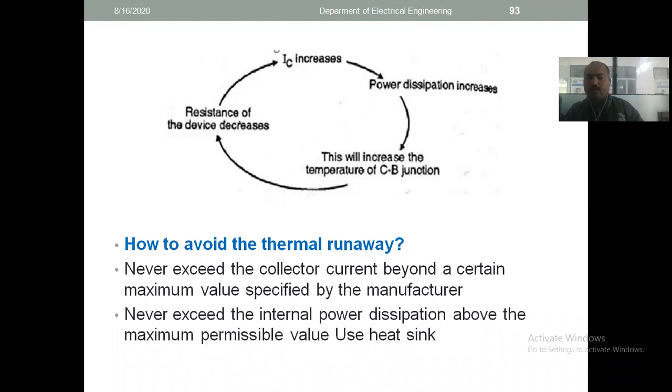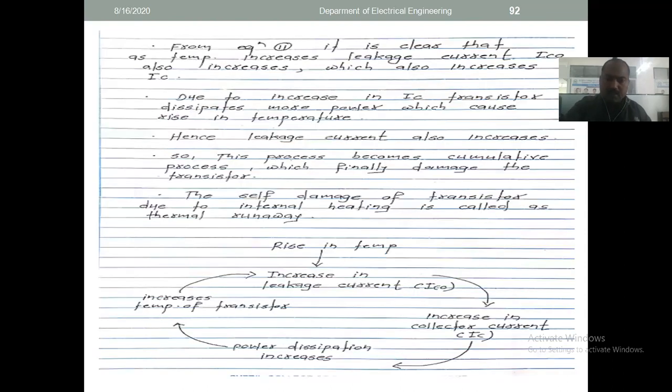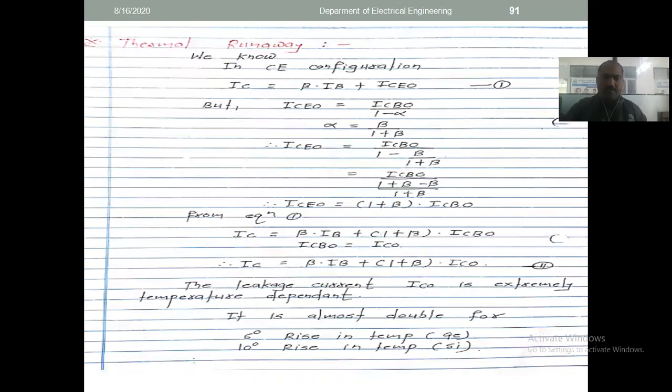These are the two things to avoid the thermal runaway of your transistor. We just discussed this mathematical thing, right? For thermal runaway, we know this is the considerable thing. We know that collector current is nothing but beta IB plus ICO, right? We just have to consider these two equations. We know that ICO is nothing but ICBO divided by 1 minus alpha, right? Alpha is nothing but beta divided by 1 plus beta.